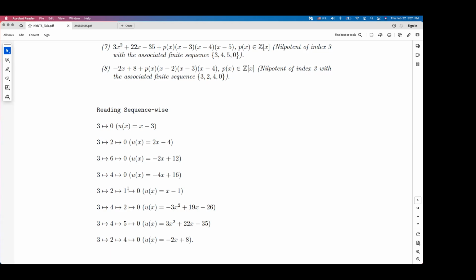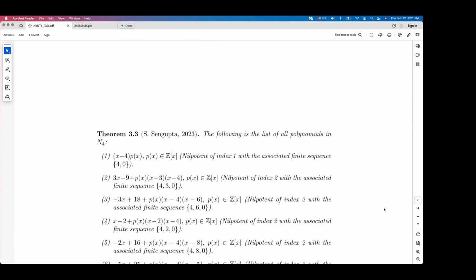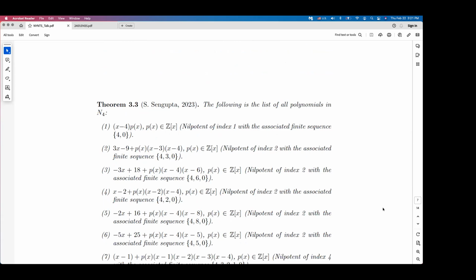3 to 2, 2 to 1, 1 to 0. 3 to 4, 4 to 2, 2 to 0. 3 to 4, 4 to 5, 5 to 0. And 3 to 2, 2 to 4, and 4 to 0. There are 4 ways of doing that. But if r is strictly greater than 3, then there is exactly one way.